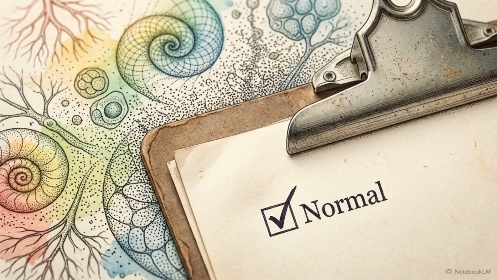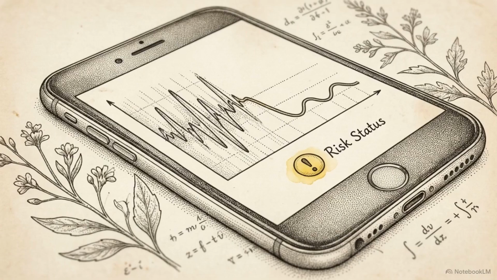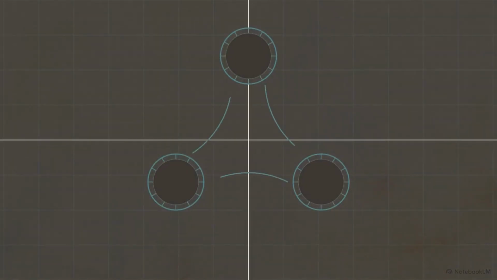Because standard clinical metrics are non-ergodic, they cannot detect the subtle loss of fractal complexity that occurs long before a patient experiences a catastrophic metabolic shift. Preventing that collapse requires a shift from reactive symptom management to proactive dynamical control.